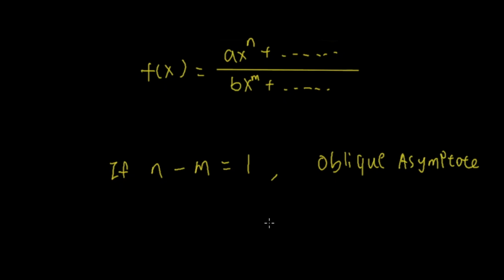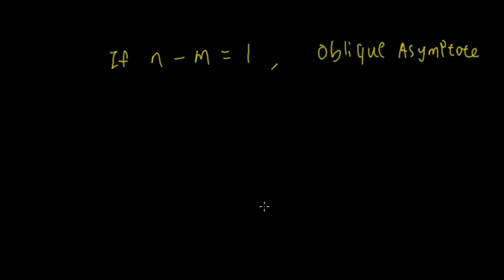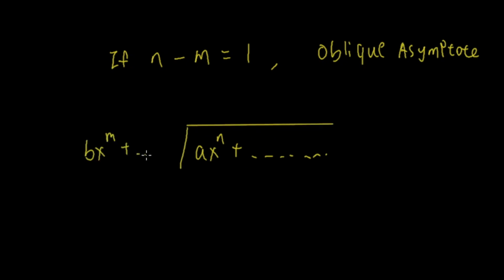And how do you find the oblique asymptote in the function? You have to use a long division. So let's do that. Here, let's say you have ax to the power of n, which is the numerator, divided by bx to the power of m plus other terms, which is the denominator, right here. So whatever you get here will be your oblique asymptote, regardless whether there's remainder or not in this division.